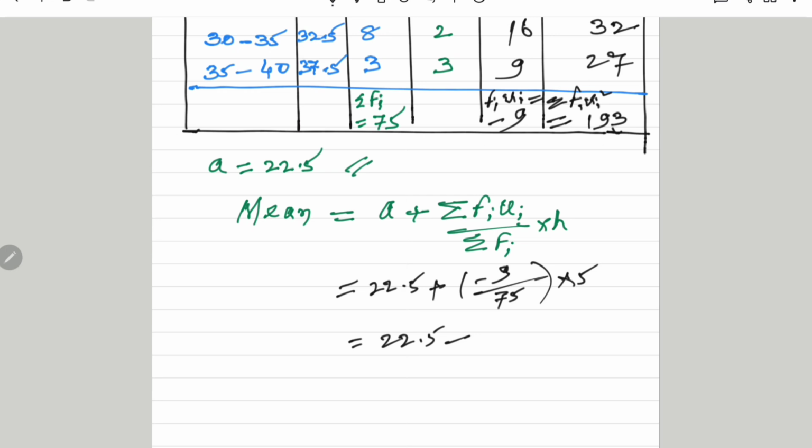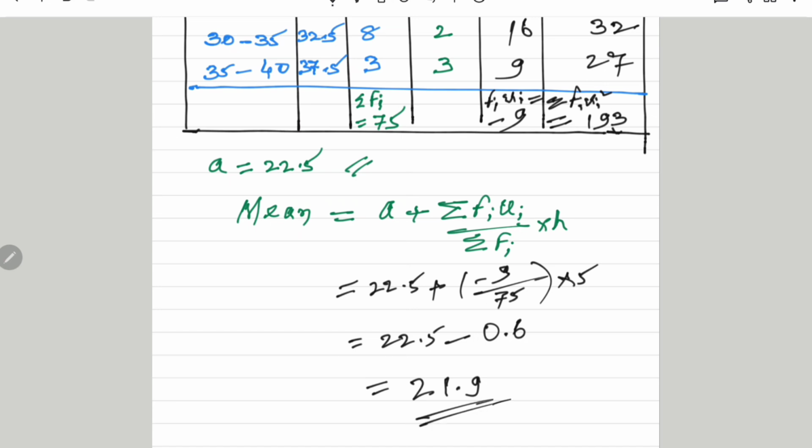Therefore 9 5s are 45, divided by 75, we get 0.6. Therefore, 22.5 minus 0.6, we get that value as 21.9. Therefore the value of mean is 21.9. A first calculation, a first value.